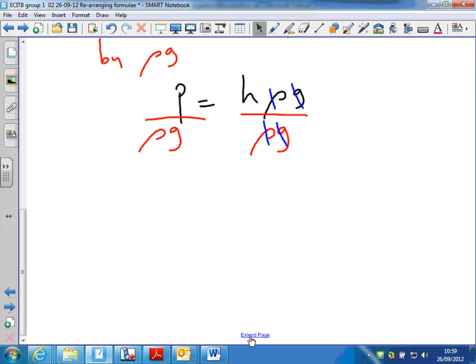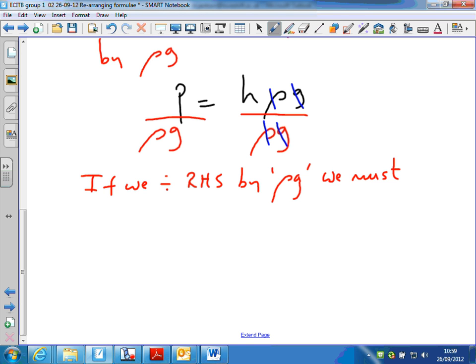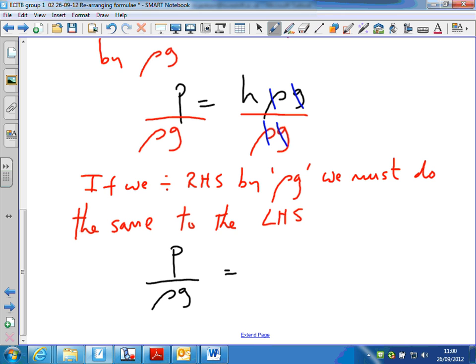So now, if we divide the right-hand side by rho g, we must do the same to the other side, or the left-hand side. And you're left with P over rho g equals h.